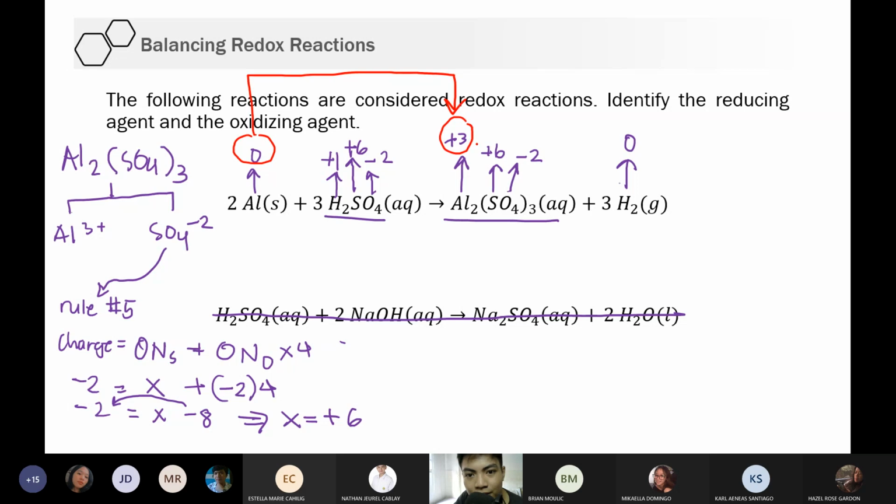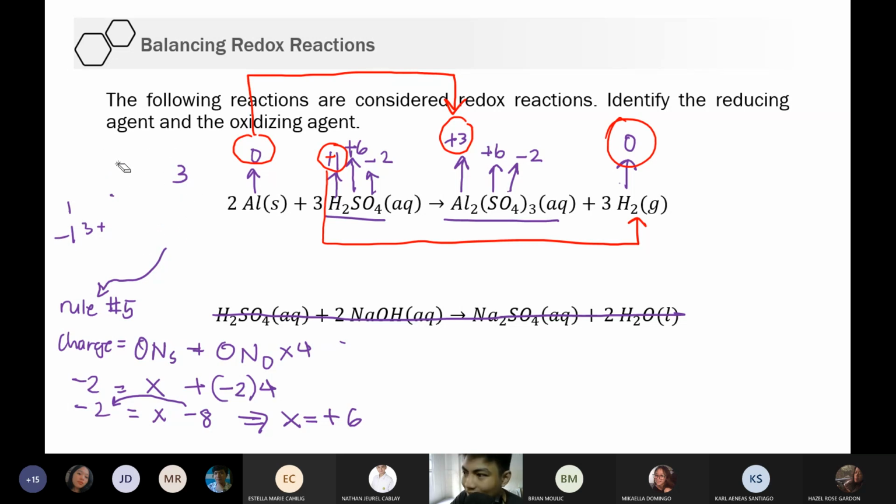Sino pa yung nagbago ng oxidation number? From the given, sino pa yung nagbago ng oxidation number? Hydrogen. Okay? So, this is sulfur, tignan mo, 6 dito, 6 din oxidation number doon. Oxygen, negative 2 dito, negative 2 din doon. Pero when it comes to hydrogen, oopsie, positive 1 dito. Positive 1 dyan. Pagdating sa other side, 0 na siya. Okay.